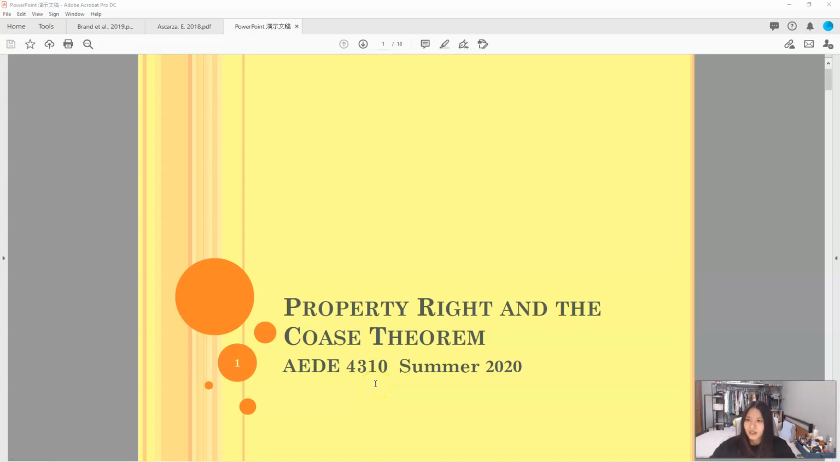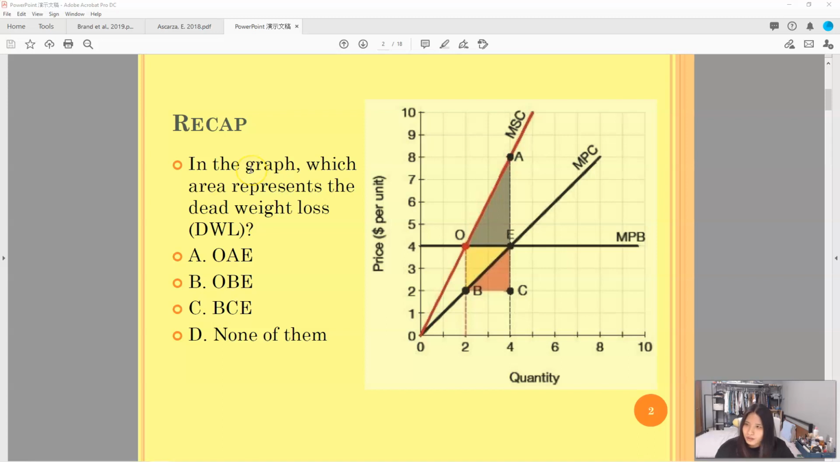Hi everyone. So in this video we will talk about property rights and the Coase theorem. So here is a review of the last video. In the last video we talked about the deadweight loss. So from this graph, can you define which area is the deadweight loss? So remember our second method to find the deadweight loss.